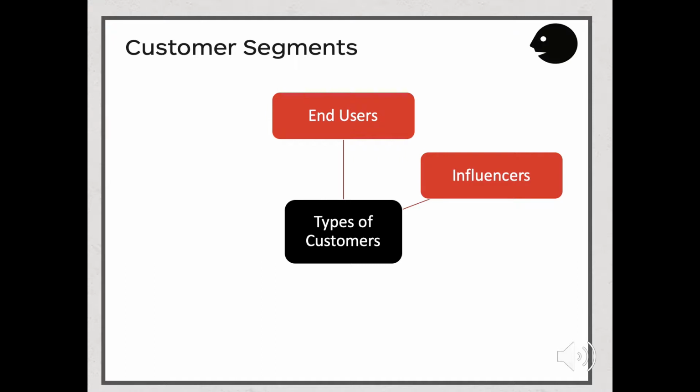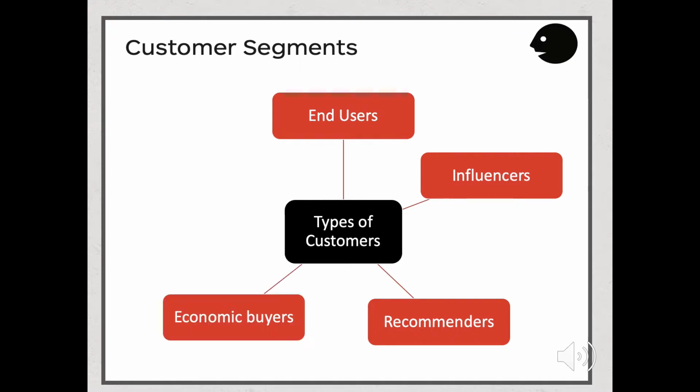A key example of an influencer is a child who might pester their parents to buy them a particular product. Recommenders can also influence buying decisions, but in a more direct way than influencers. For example, in a corporate environment, the IT manager might have a recommender role on which computers the company should buy.